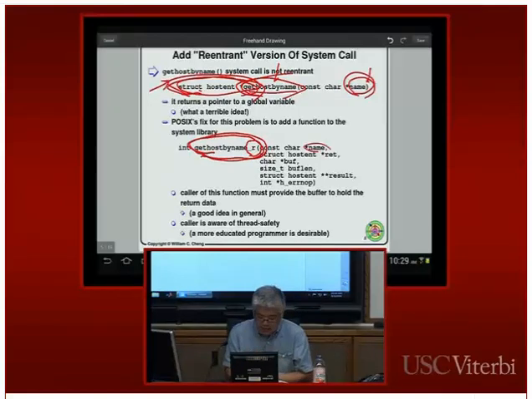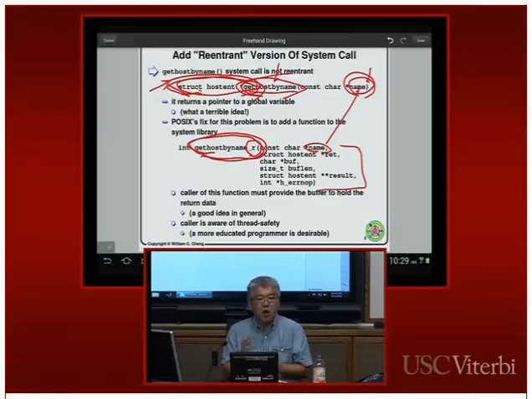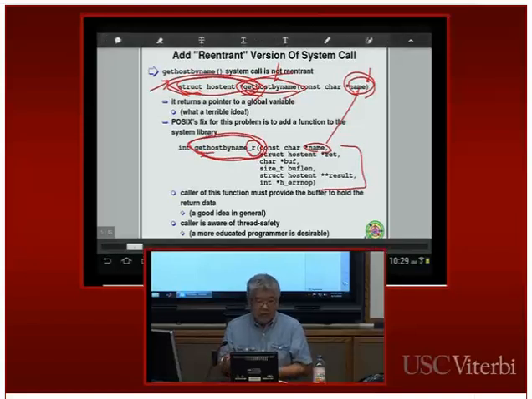You can see that the name is the same as before, but then you provide a bunch of extra arguments to hold the return value. This is not as ideal as the previous solution because you actually have to make a different call, but either way, this is what you have to do to make your code thread safe.